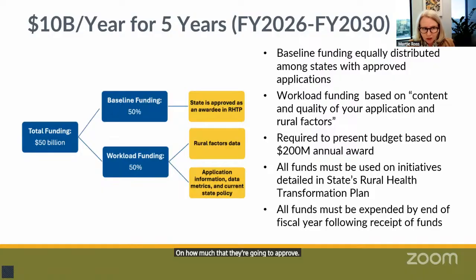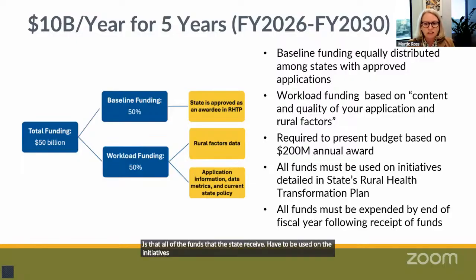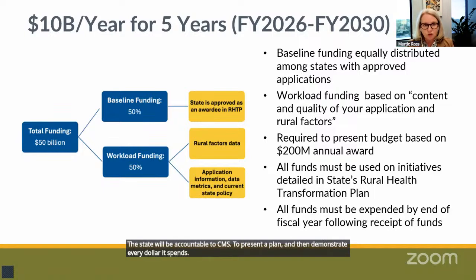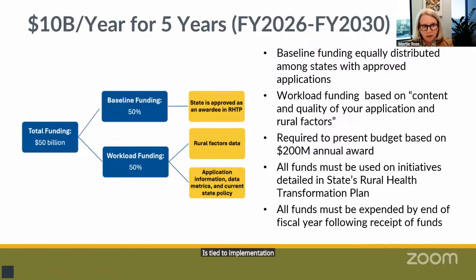The critical thing to remember here is that all of the funds that the state receives have to be used on the initiatives that are detailed in the state's Rural Health Transformation Plan. So this is not a slush fund by any stretch of the imagination. The state will be accountable to CMS to present a plan and then demonstrate every dollar it spends is tied to implementation and sustainability around that plan.